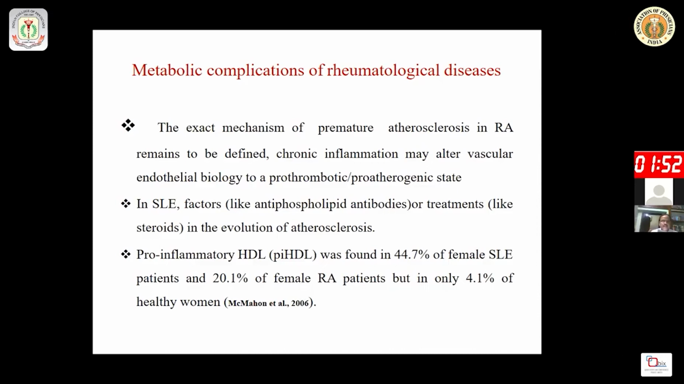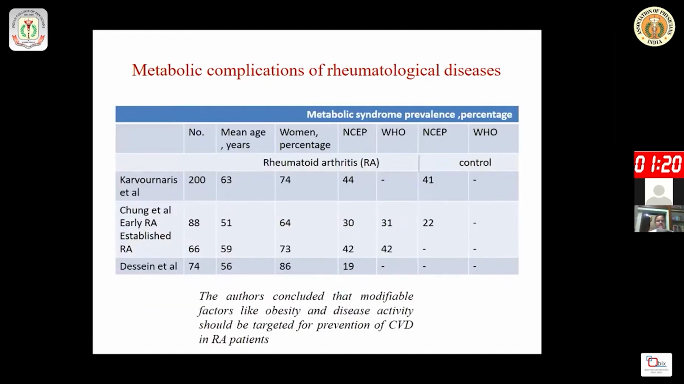So pro-inflammatory HDL, PI-HDL, was found in 44.7% of female SLE patients and 20% of female RA patients, but only 4.1% of healthy women. So for this reason, the metabolic complication is more common in SLE and RA in comparison to control patients. Next. So this is a very important table.